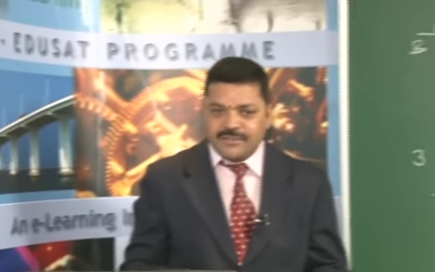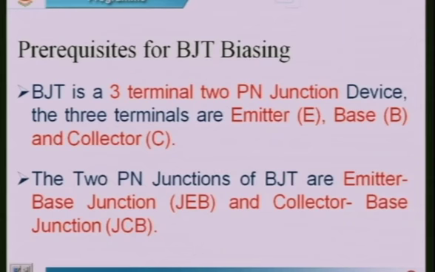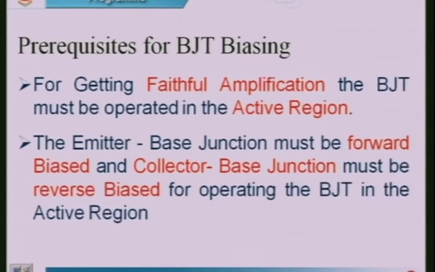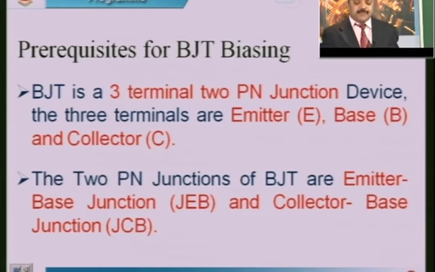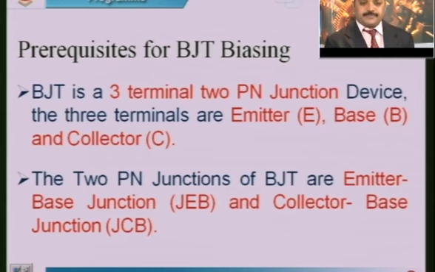So, coming to this PPT, let us consider that the BJT is a 3-terminal, 2 PN junction semiconducting device. The 3 terminals of the BJT are emitter, base and collector. The 2 PN junctions are the emitter base junction and the collector base junction.